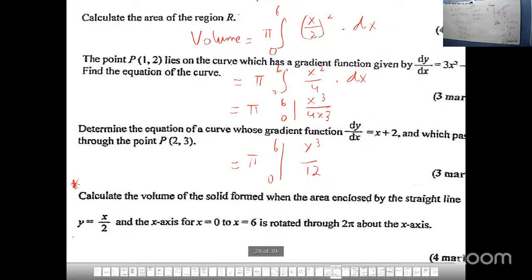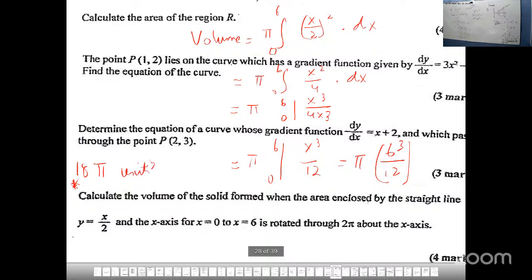6 cubed. You can ignore this 0. How much is that? 18 pi. 18 pi? Yeah. All right, nice. 18 pi units cubed. All right, very good.